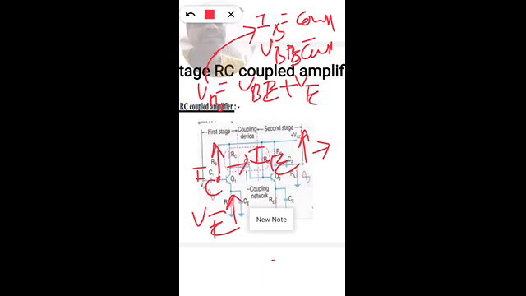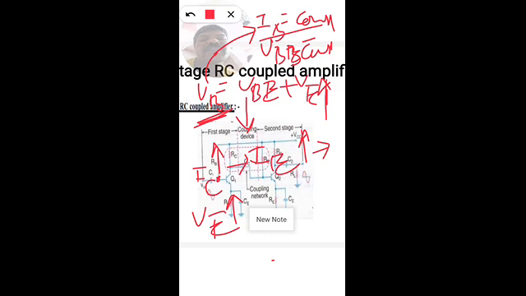So when VE is increasing, there is a corresponding decrease in the VBE because VB is constant. With the help of the biasing circuit, we are fixing VB constant. So when IC is increasing, IE is increasing, and when IE is increasing, VE increases. Whenever VE increases by a certain amount, the same amount is decreased from VBE, because the base voltage is constant.